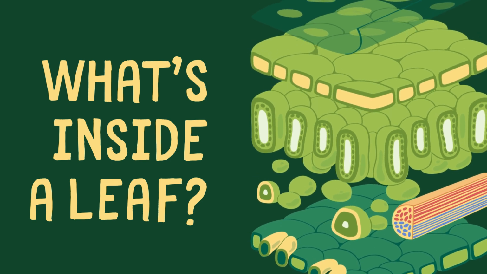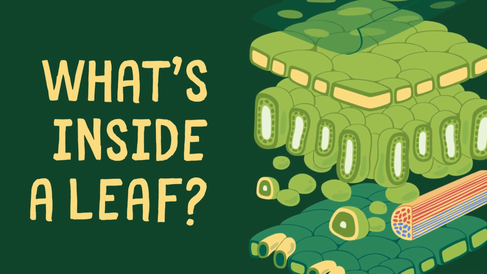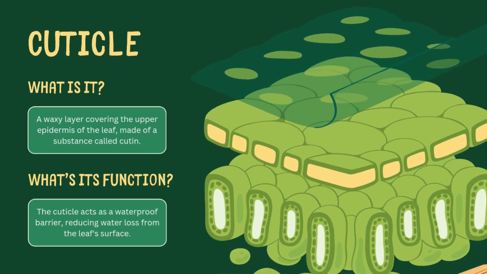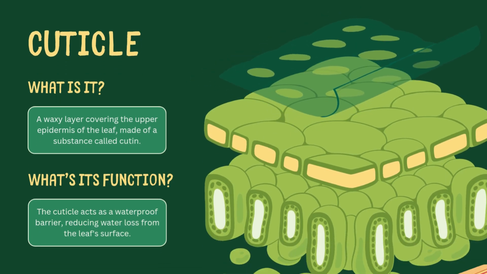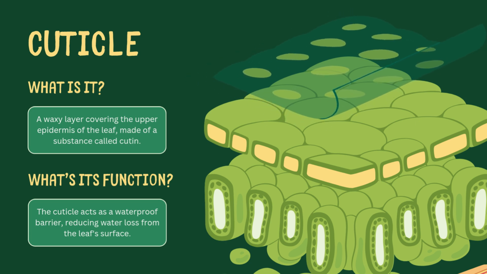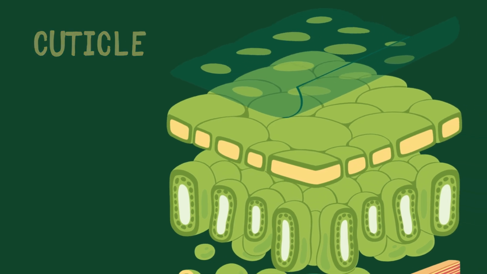Let's take a journey inside a leaf and uncover its amazing internal structure. First is the cuticle. The cuticle is a waxy layer covering the upper epidermis of the leaf, made of a substance called cutin. The cuticle acts as a waterproof barrier, reducing water loss from the leaf's surface.